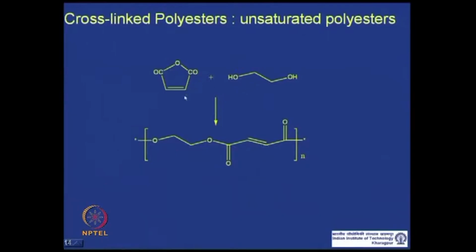So, here you first make a step polymer. By step polymerization mechanism, you make an unsaturated polyester, and then by doing a chain reaction, you can do a cross linking reaction.